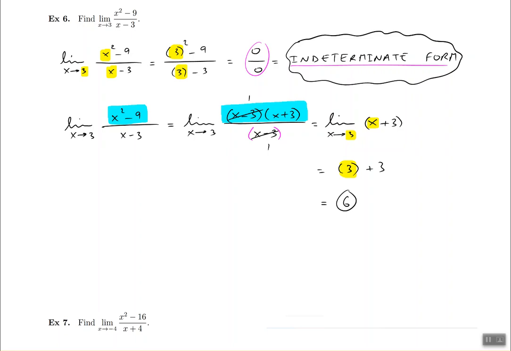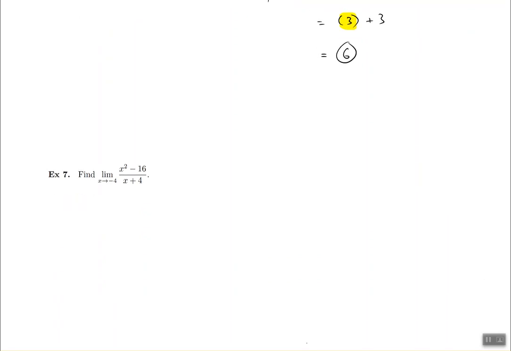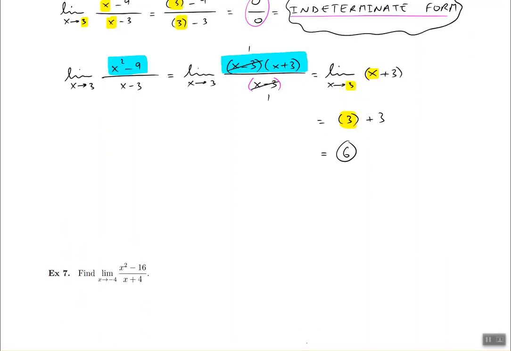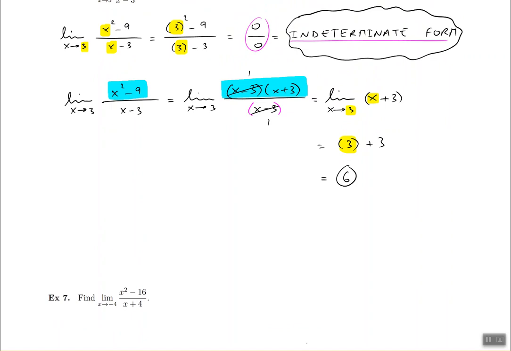Example 7 is going to be very, very similar, so I would advise you to pause the video right here and see if you can solve example number 7 just like we did with example number 6. Try to mimic the same steps. First, start by plugging it in because you don't know if it's going to work or not. If it works, great, move on to the next one. If it doesn't work, try to fix the indeterminate form that you end up with. So pause the video here and I'll give you the answer in a couple of seconds.